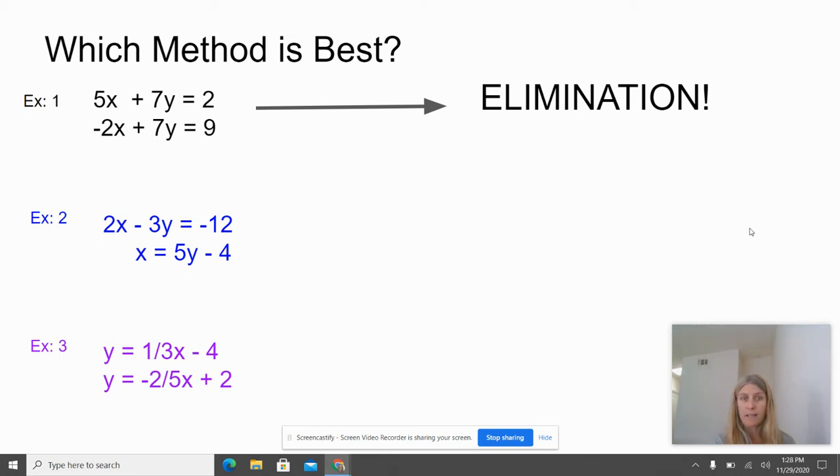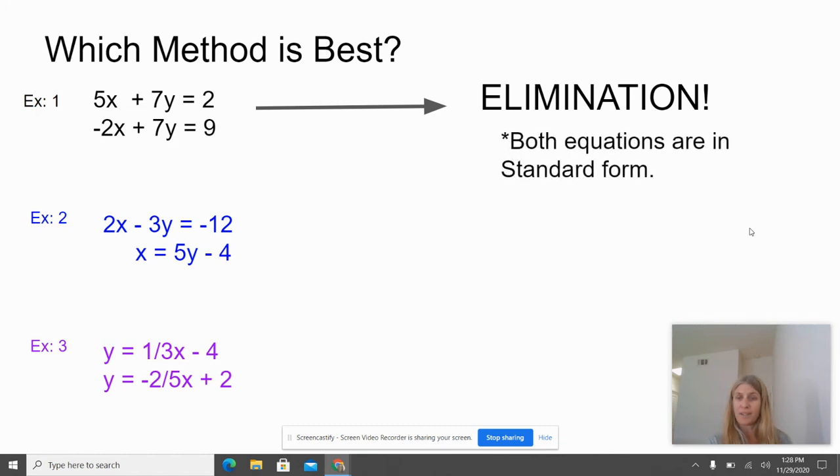Now, ideally, the easiest is if we had either our x's or y's opposites of each other. We're pretty close here, though. We have two 7y's. So we're going to go ahead and rewrite one of those by multiplying every single term on both sides by a negative. So we can rewrite that first one, and that's going to be negative 5x minus 7y equals negative 2. At that point, once we've found those opposites, we're going to add them together. We'll then solve for x, plug that back into one of the original equations, and then solve for y to get our ordered pair. The reason why elimination works for this is both equations are in standard form. So if you see both equations in standard form, elimination is a good choice.